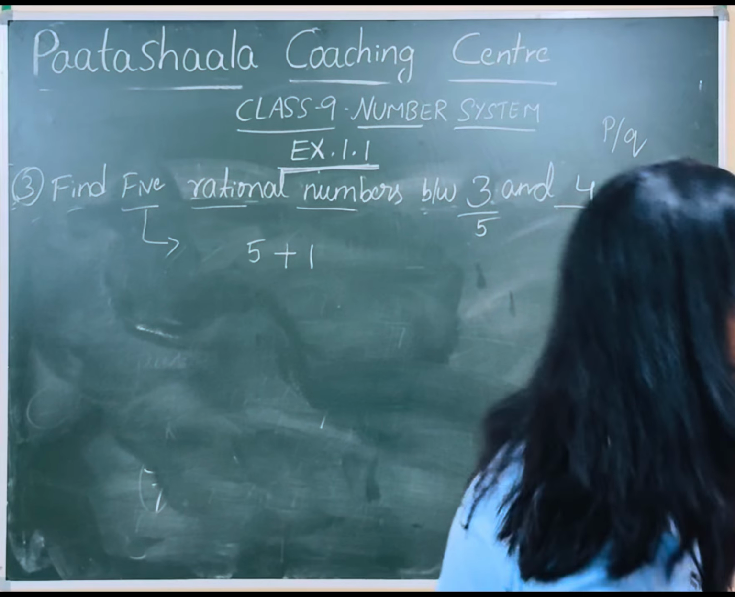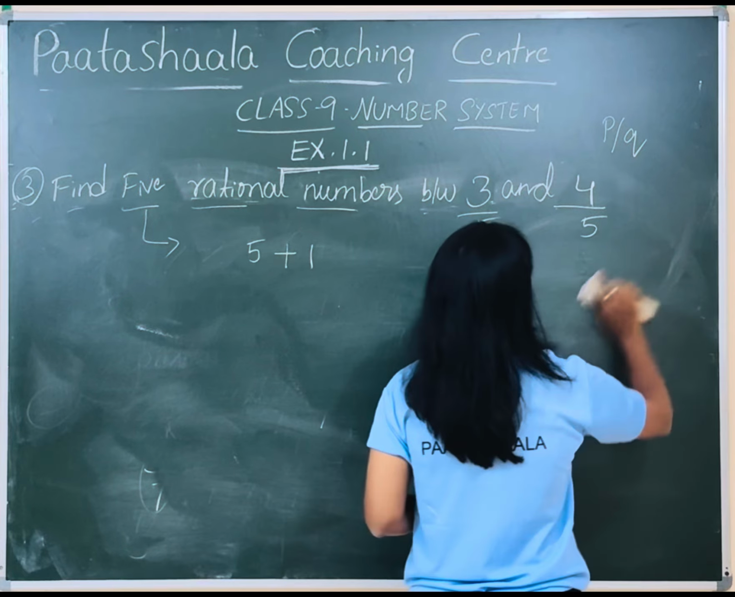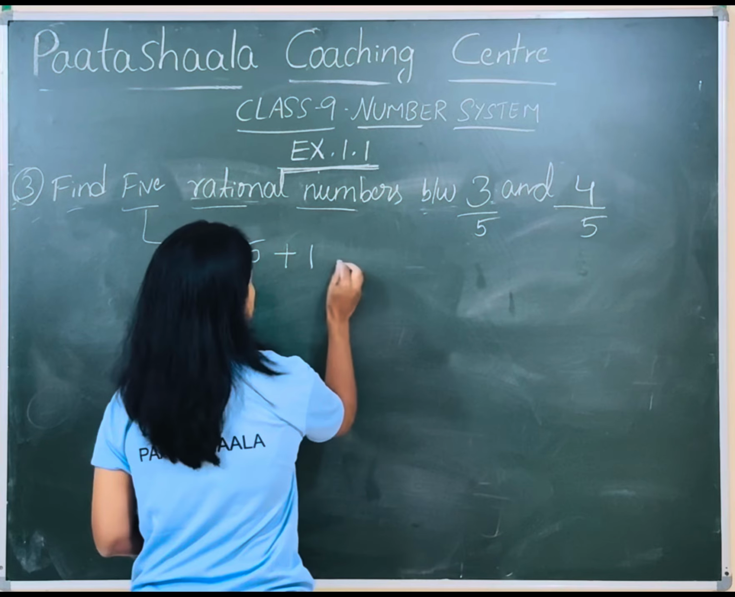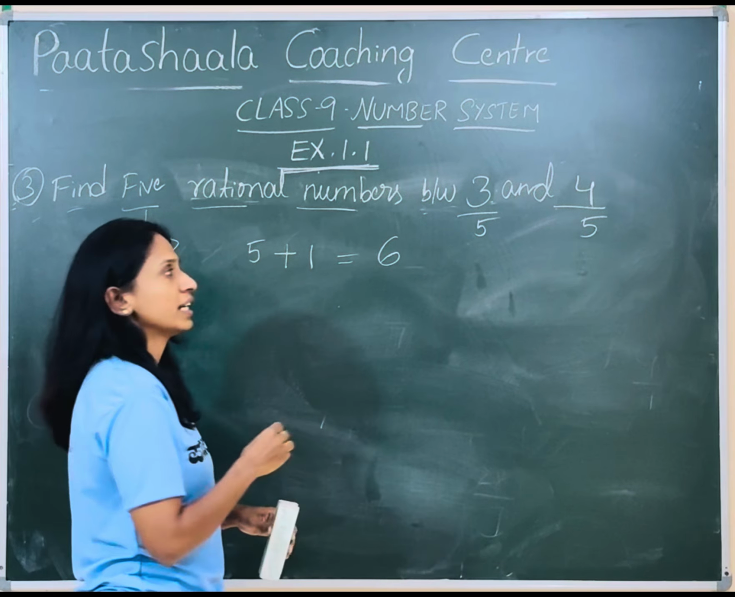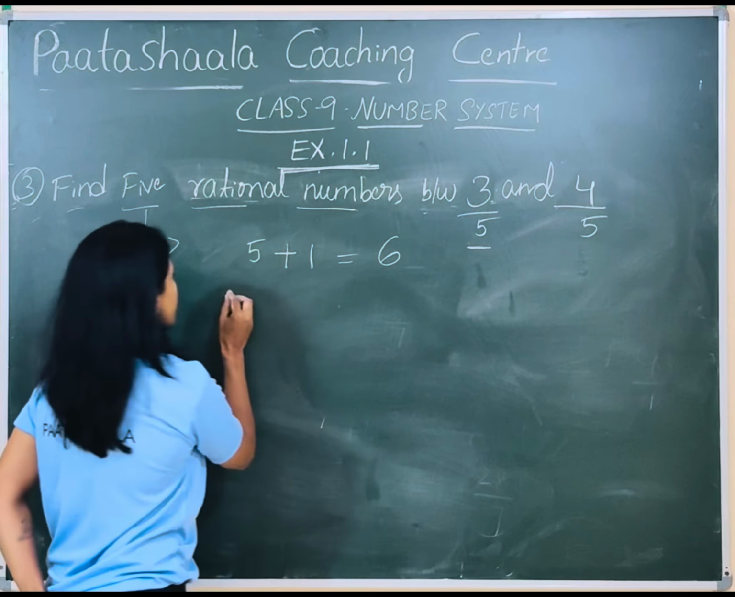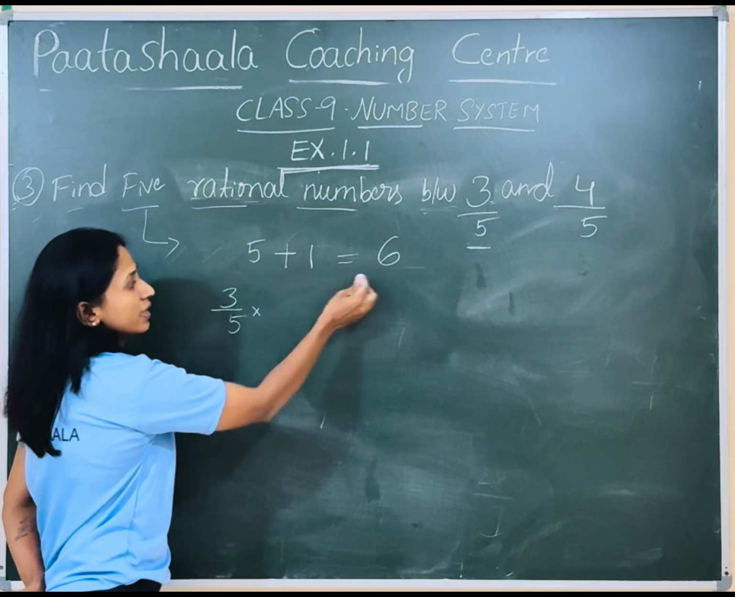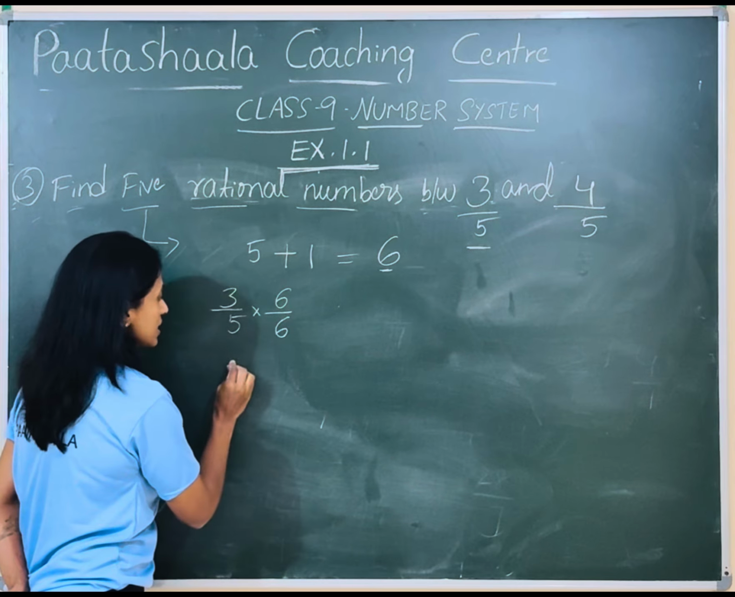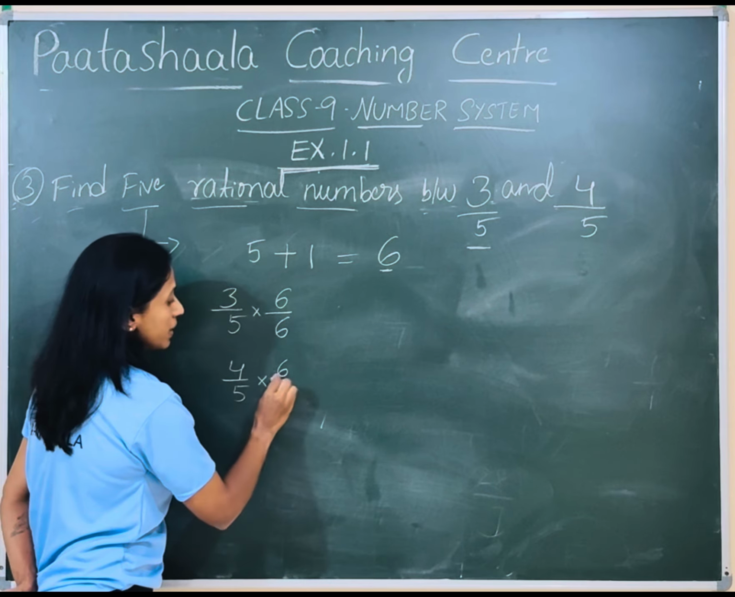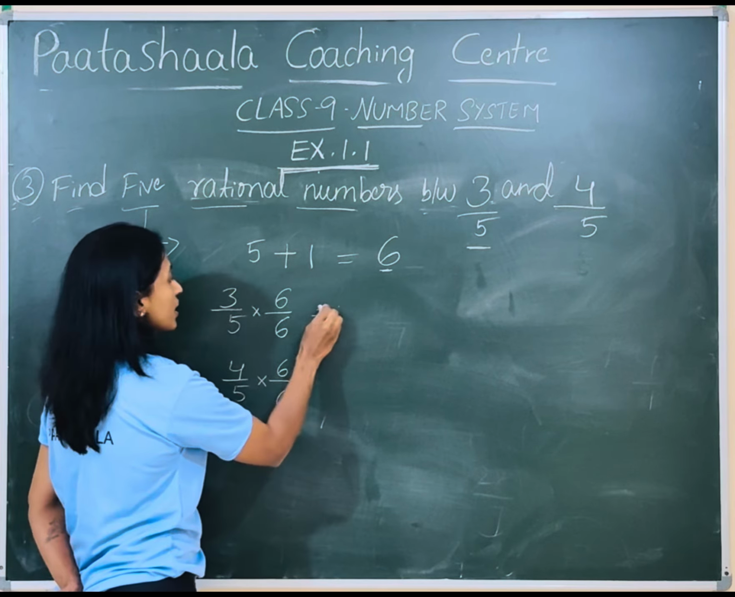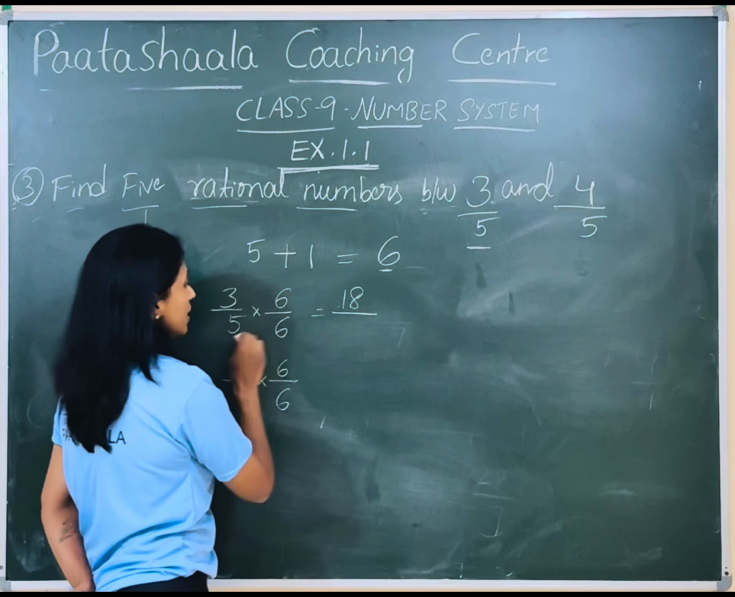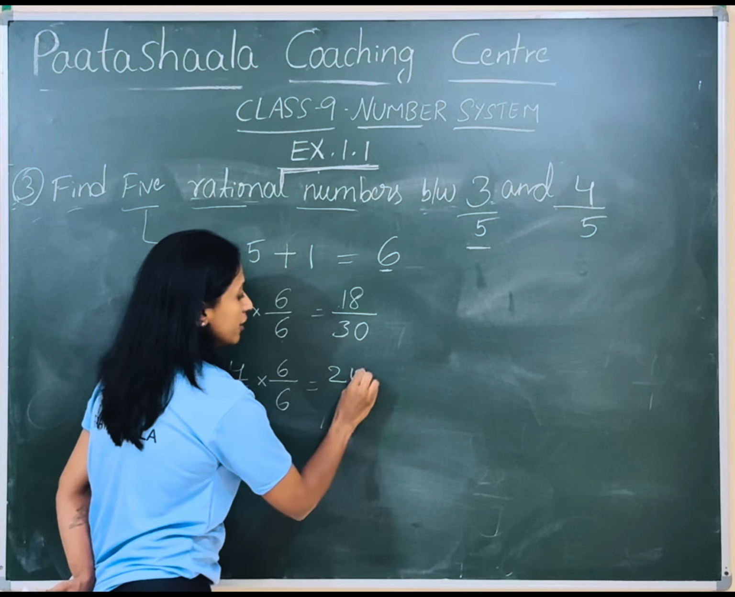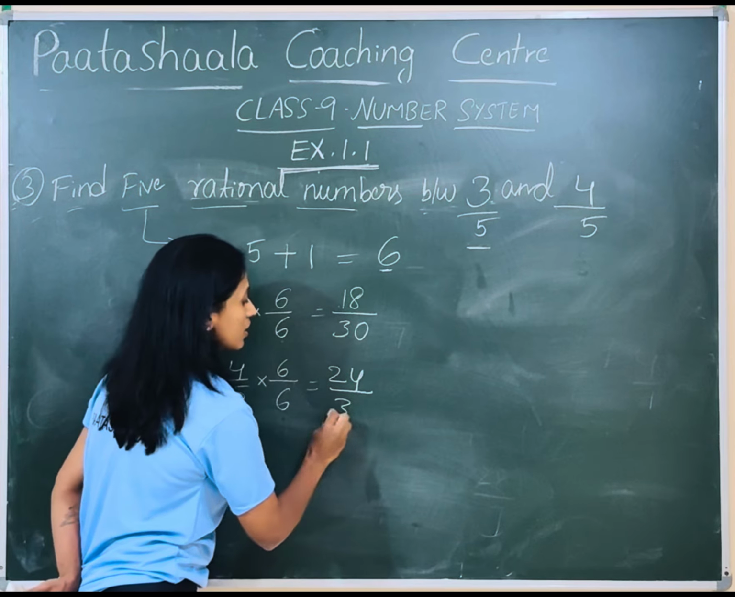So now we need to find 5 rational numbers between 3 by 5 and 4 by 5. Here also the denominators are the same. So 5 plus 1 is 6. What we need to do? We take the first number 3 by 5 and multiply and divide by the number 6. Now take the second number and do the same thing. Multiply and divide by the number 6. 3 sixes are 18 and 5 sixes are 30. 4 sixes are 24. 5 sixes are 30.